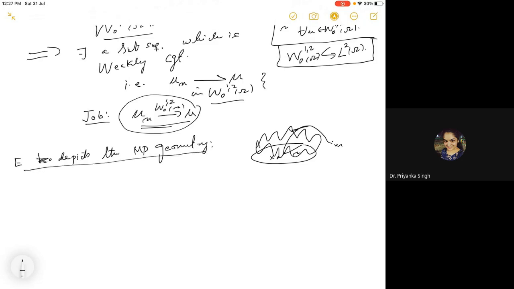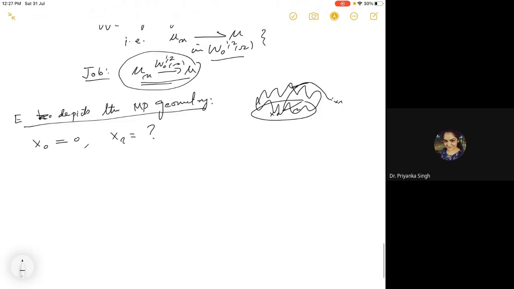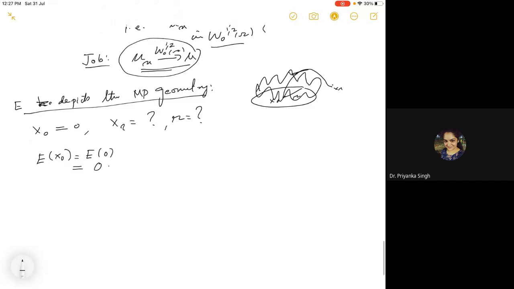Okay, so I'll choose my x0 to be 0, and x1 is to be found out, and r also is to be found out. So these are the three things which we need to find. So just give me 5 minutes extra so that I can wrap up this one. So what is E of x0? E of 0 is 0.